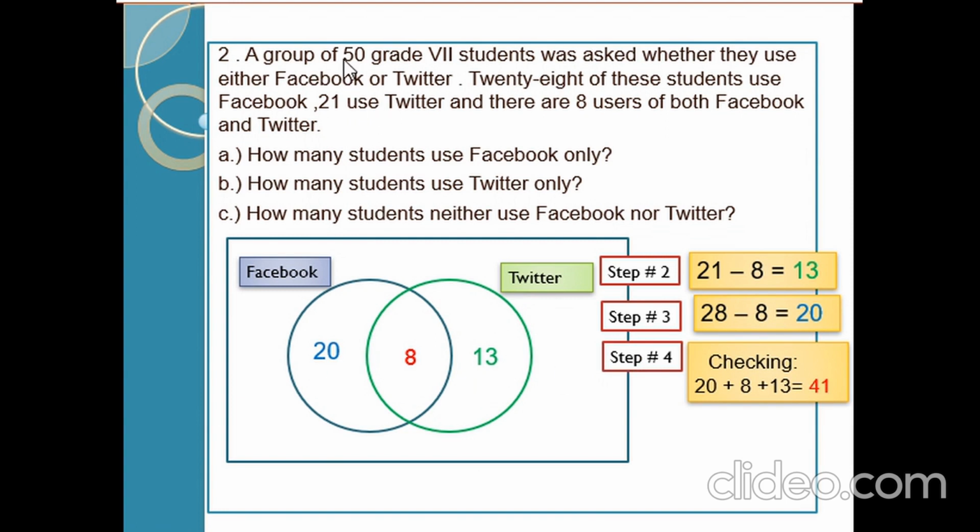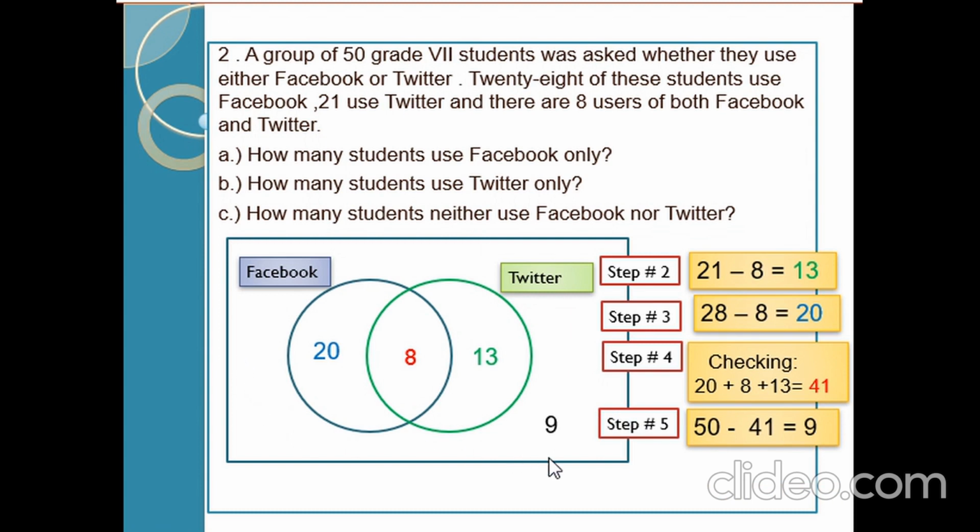So use the given 50. 50 minus 41 is equal to 9. Where are you going to place that 9? Place that 9 in region 4 or outside the circles. So the Venn diagram is now complete.